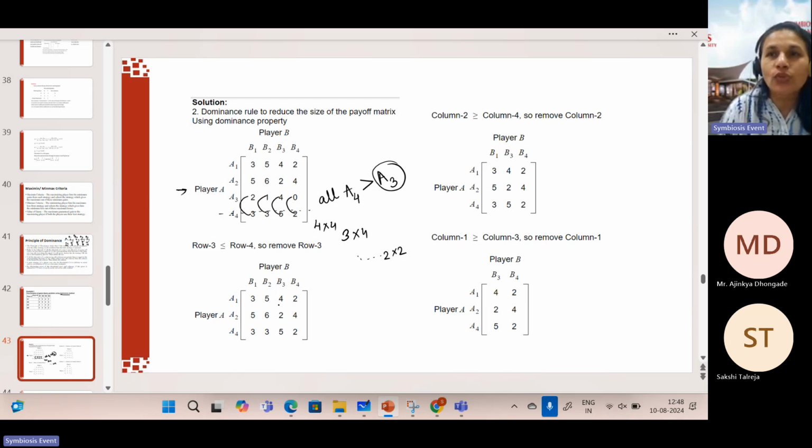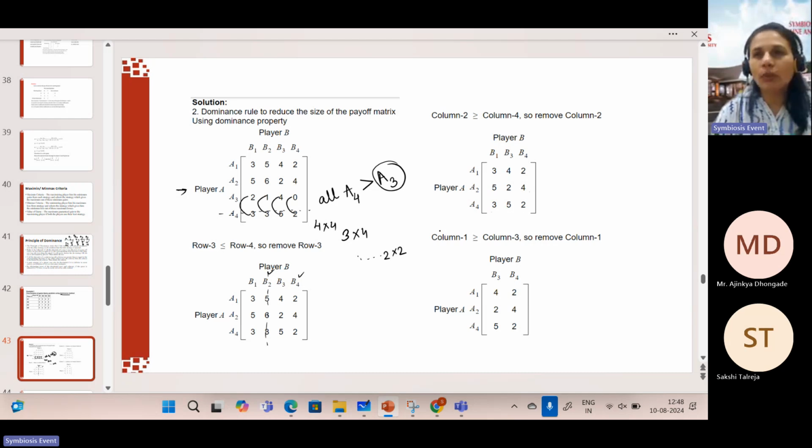That's why I have to go for the column wise. When I compare the second column with my fourth column, 5 is greater than 2, 6 is greater than 4, 3 is greater than 2. What do I need to eliminate? Wherever it is larger. So 5, 6, 3 is larger, so I'll eliminate B2. Move ahead. Compare 1 and the third: 3 greater than 2, 5 greater than 4, 3 greater than 2.